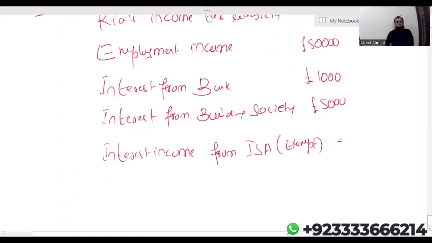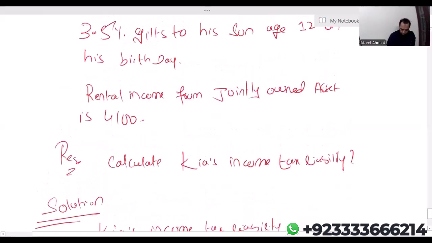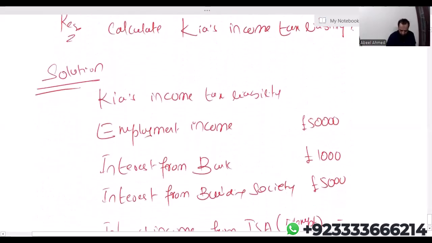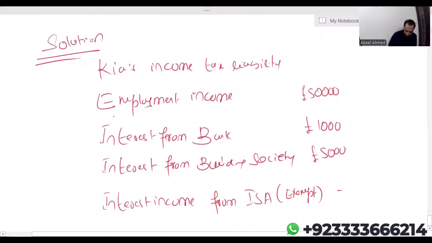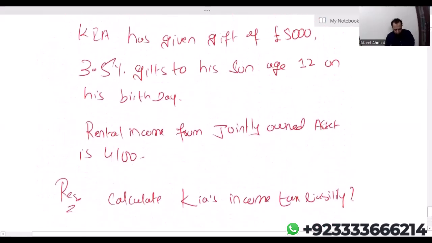Now, if income is coming from a jointly owned asset, as we have already discussed, and nothing is mentioned, income will be split 50-50%. Okay. Property income. I'm taking rental income just under employment income. It's okay, no issue at all. Rental income, 50% of 4,100, 2,050. I think we have taken all the incomes.